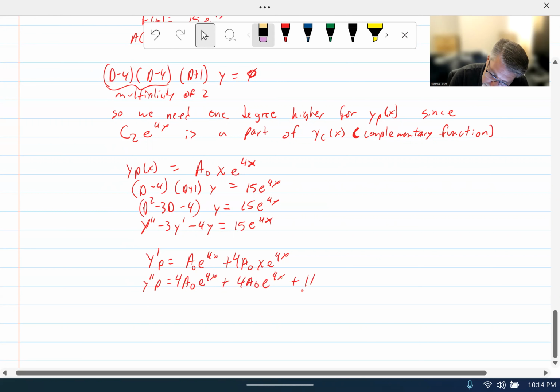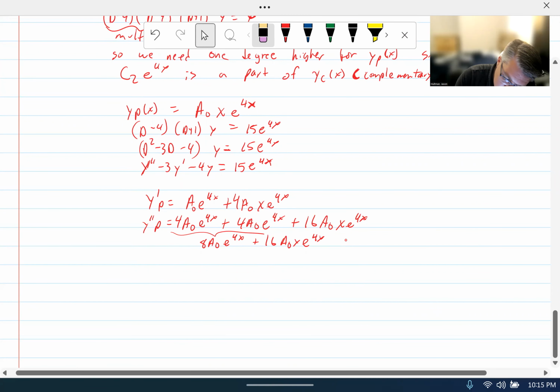Okay, plus 16 a naught x e to the 4x. I could combine those two nicely into 8 a naught e to the 4x plus 16 a naught x e to the 4x. Okay, so now I'm going to plug this back into my original and solve for a.